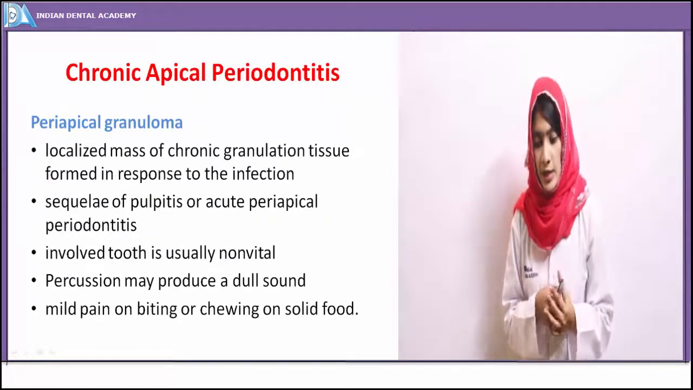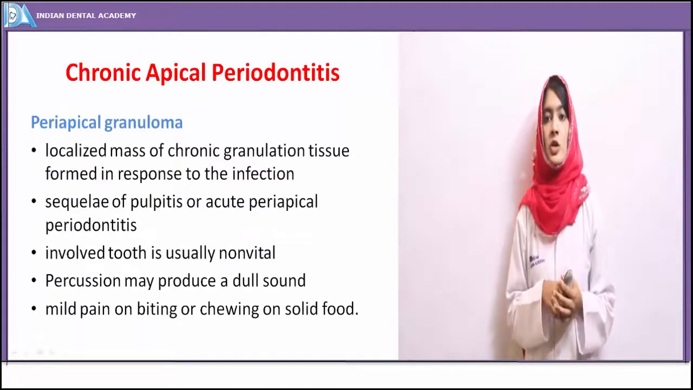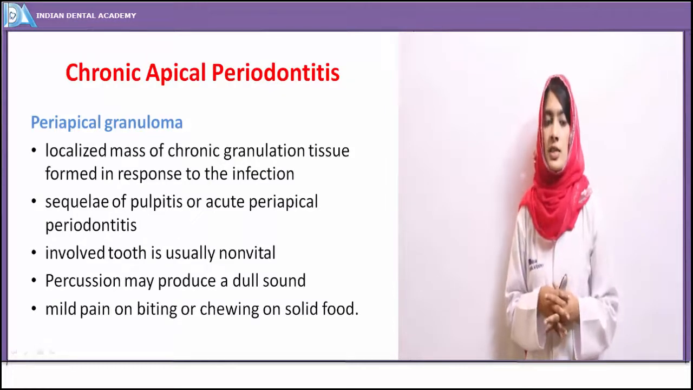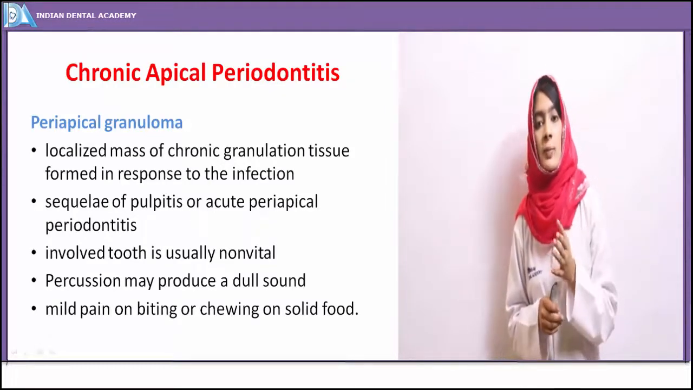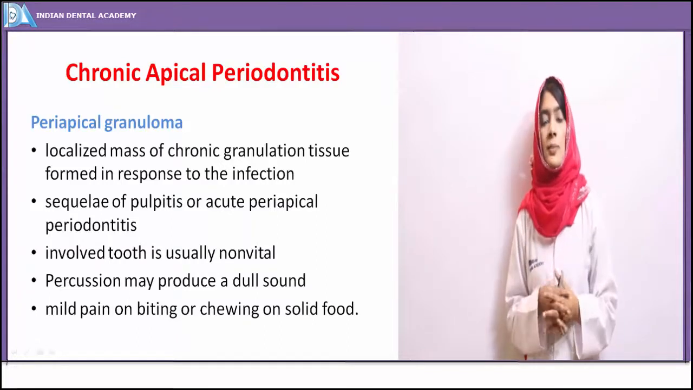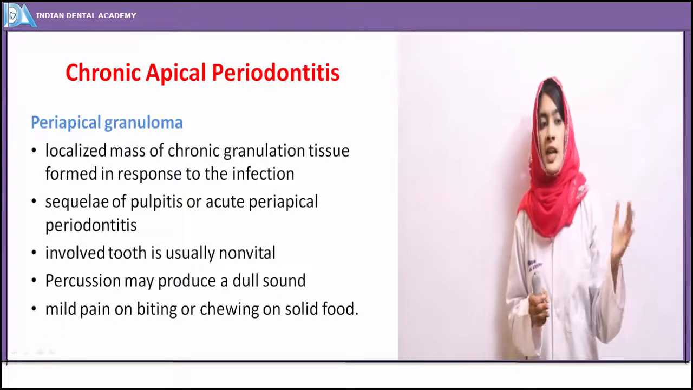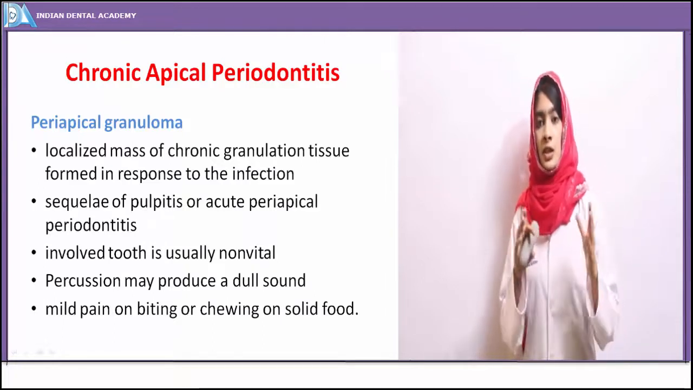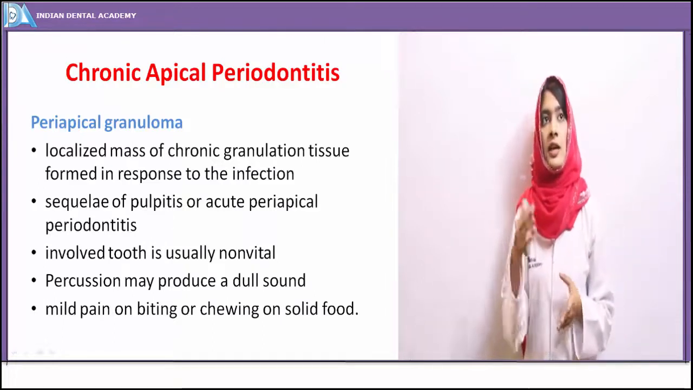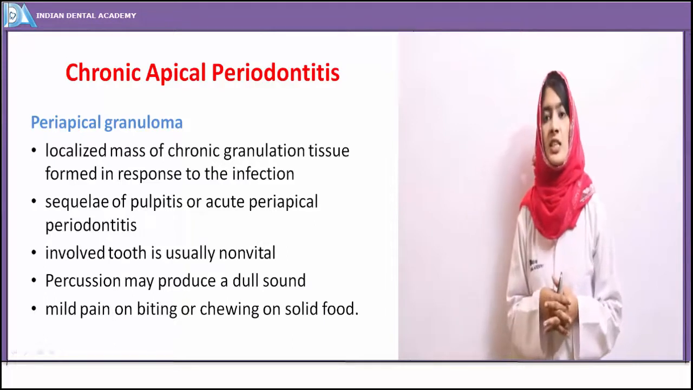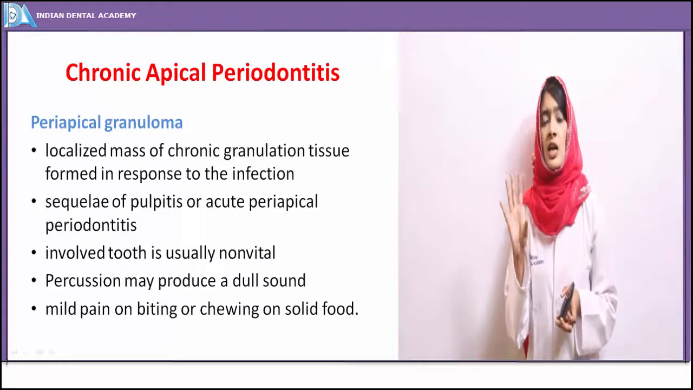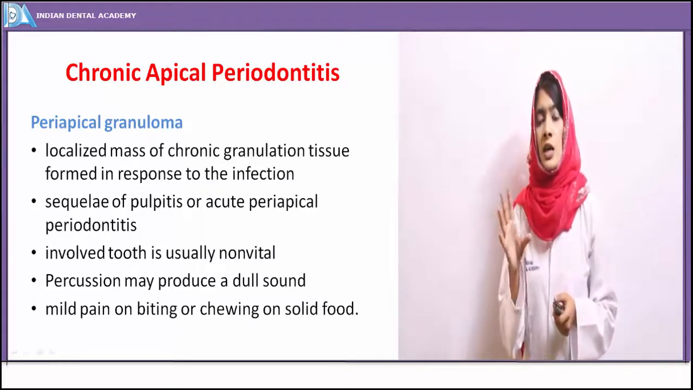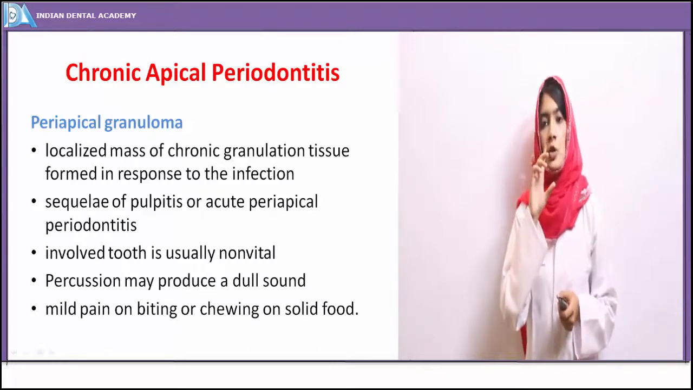Chronic apical periodontitis is also known as periapical granuloma. Basically, if acute apical periodontitis is not treated for a longer period of time, it may progress to chronic apical periodontitis, or sometimes chronic pulpitis may directly show the appearance of chronic apical periodontitis. It may directly show the chronic features. When we see the radiographic picture, we see a radiolucent mass involving the root apex. That is nothing but a periapical granuloma.